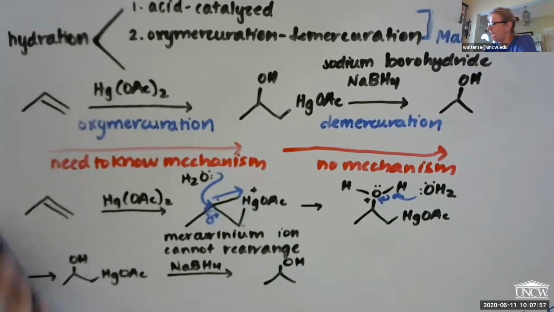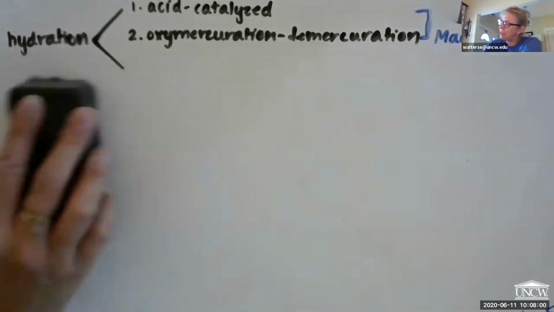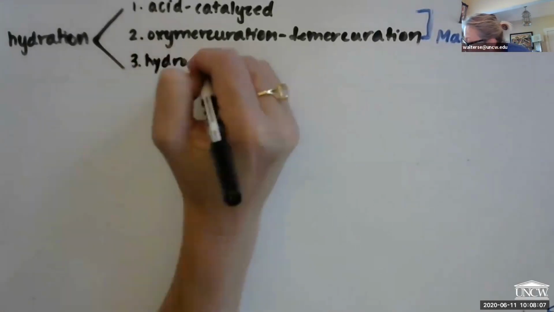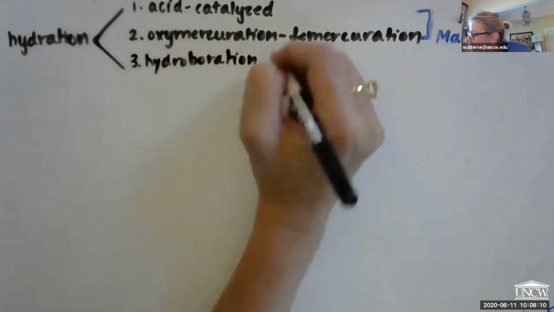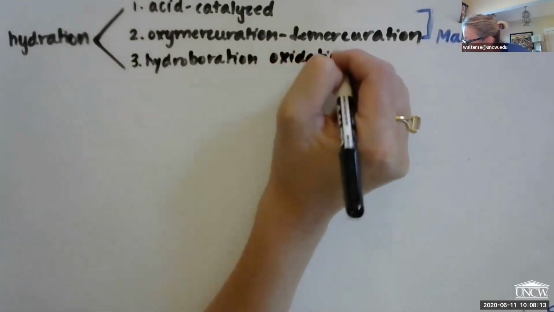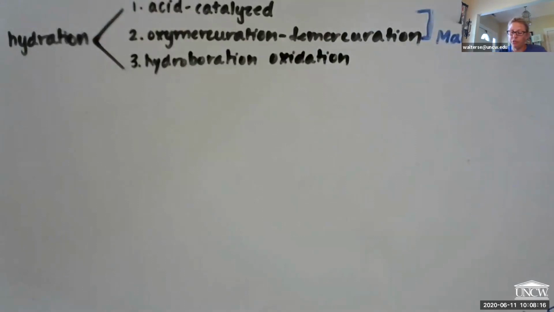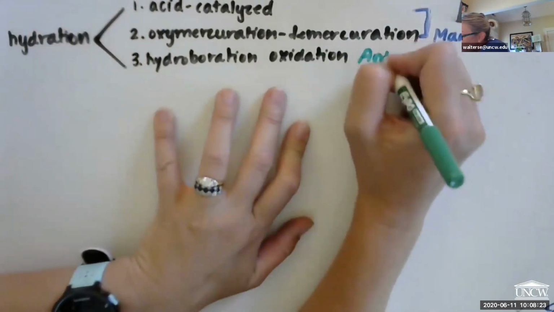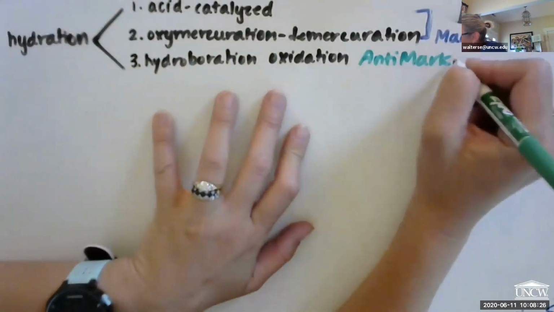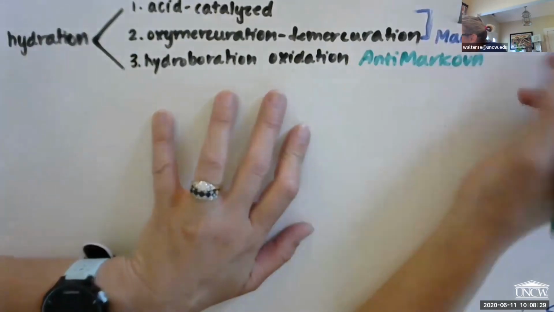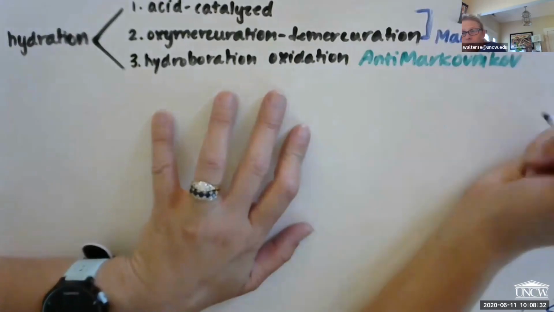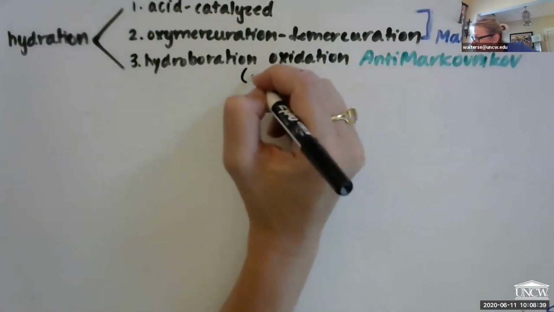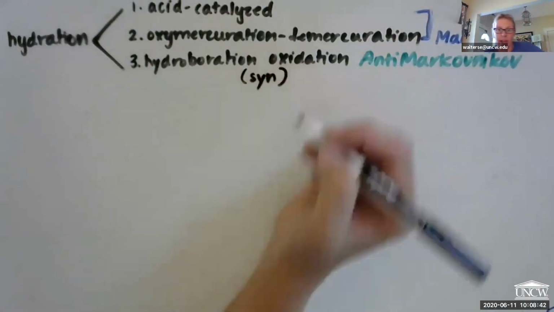The last of the hydration reactions is called hydroboration oxidation. When you do the hydroboration oxidation, you make the anti-Markovnikov product, so the less highly substituted alcohol. Now for hydroboration, we're going to use a cyclic substrate because this adds by syn addition.